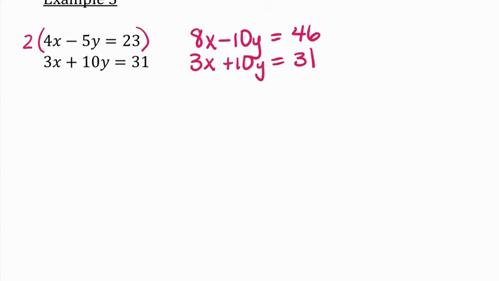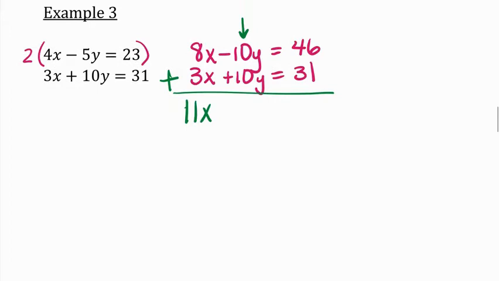And now notice in the middle here, we have a negative 10y and a positive 10y. So one's negative, one's positive, and then the same number. When I add those together, they're going to cancel out and go away, right? So we add them together now. 8x plus 3x is 11x. So that's gone, it's eliminated. And then 46 plus 31 is 77. Divide both sides by 11, and x equals 7.